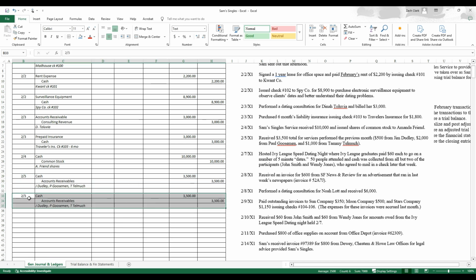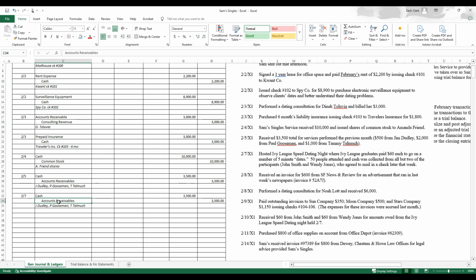So on the 7th, we hosted a speed dating night where Ivy League graduates paid $60 to go on 5-minute dates. 50 people attended, and cash was collected from all but 2 who agreed to mail in the check.